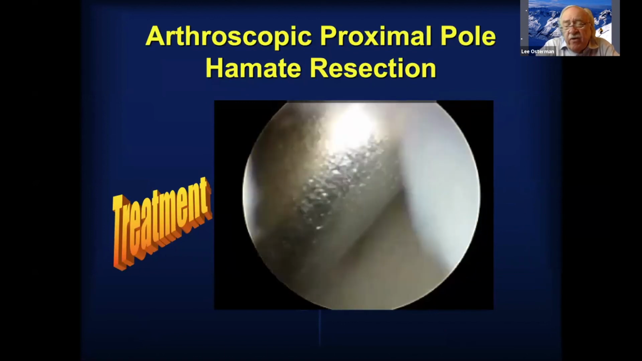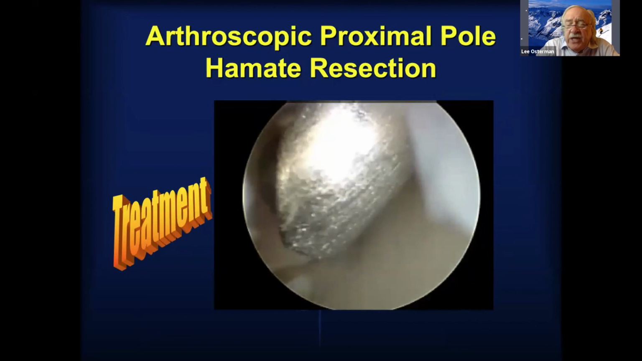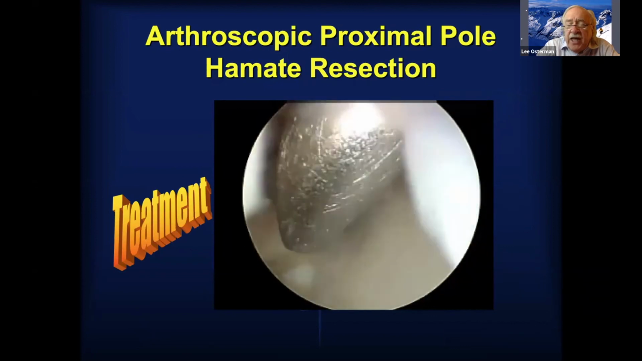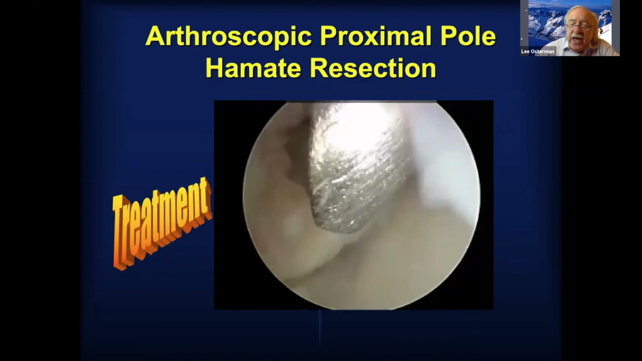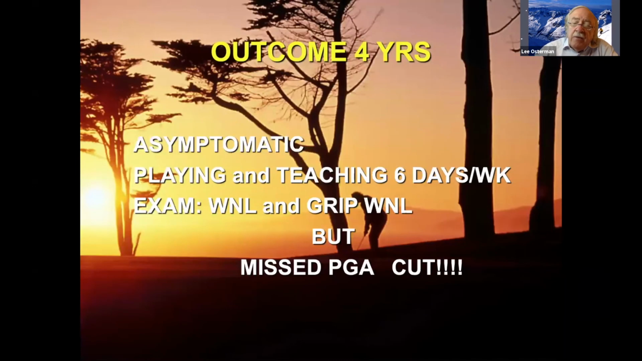But this is a relatively simple procedure to do. You just take a burr and take it down about 3 millimeters so it no longer contacts the lunate facet. He became asymptomatic. He was playing and teaching 6 days a week, but he missed the PGA cut, for whatever that's worth.